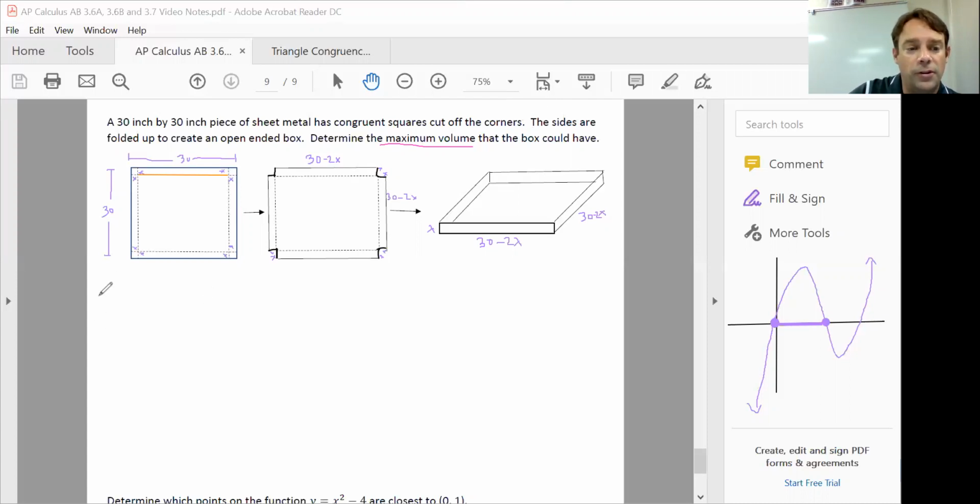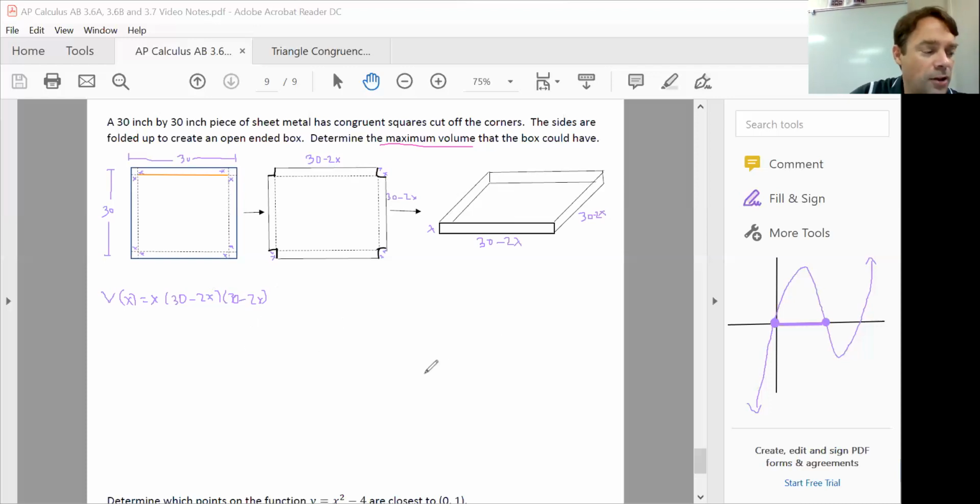All right. When you guys know volume, it's length times width times height. So volume is, the height is easy to find, and the length and the width, well, they're the same. So 30 minus 2x and 30 minus 2x. Now I could write this as x times 30 minus 2x squared if I wanted to do a product rule and chain rule.